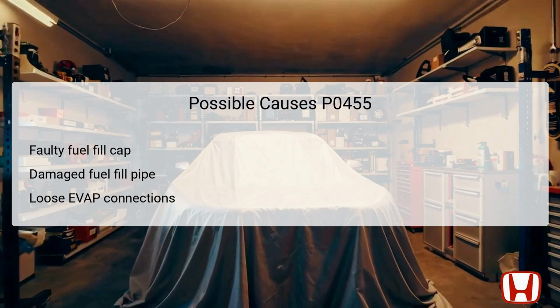A fuel fill cap that is not sealing correctly can cause significant air leaks, leading to inaccurate pressure readings and triggering the error code. Additionally, if the fuel fill pipe is cracked or damaged, this could also yield an unsafe environment for proper vapor management. Loose connections at various points can result in air ingress, disrupting the system's often fragile balance of pressure. These causes are among the first checks when diagnosing the issue, as they are relatively easy to evaluate and address.